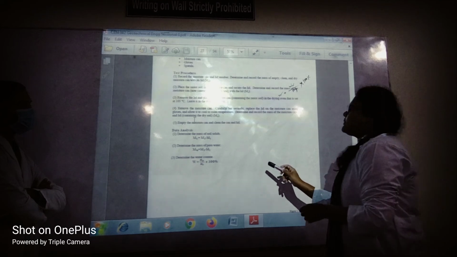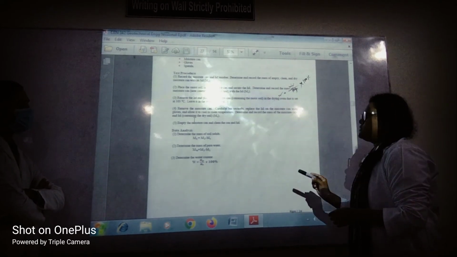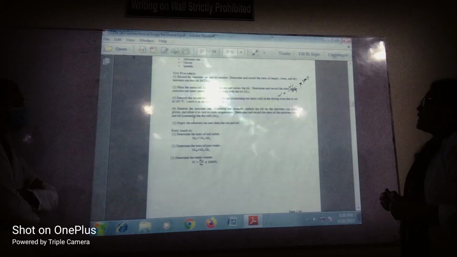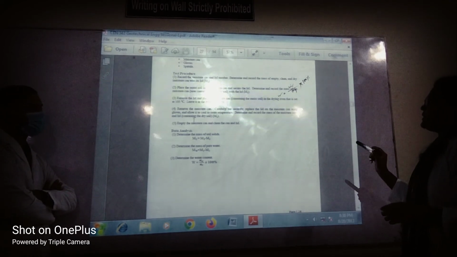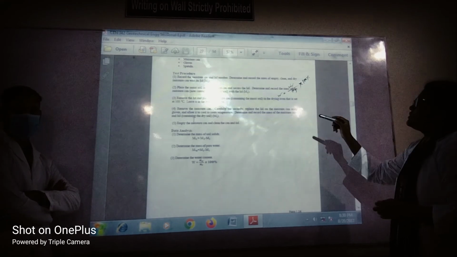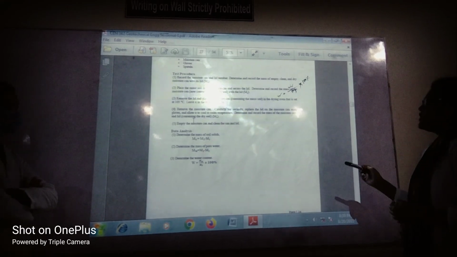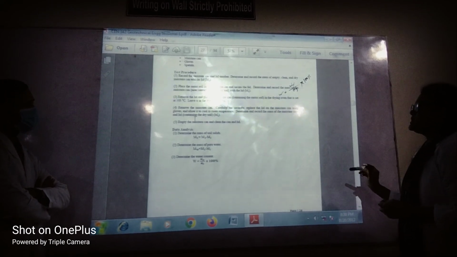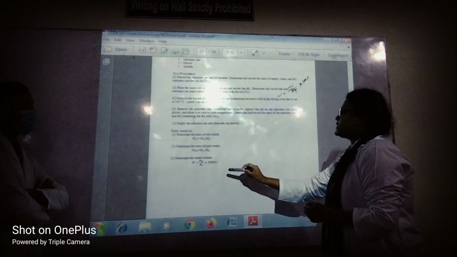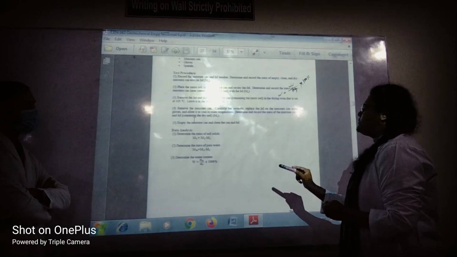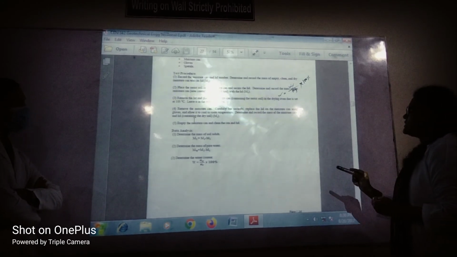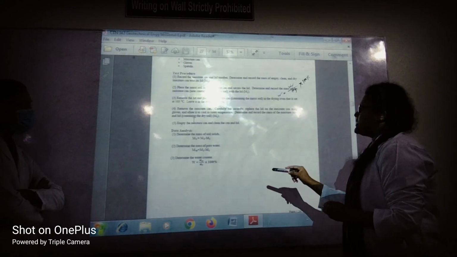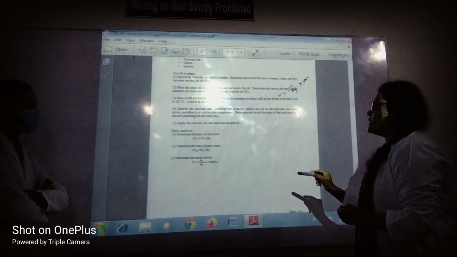The second is to determine the mass of pore water. This is Mw. Mw equals M2 minus M3. The M2 we get from procedure 2; M2 is moist soil plus can plus lid. And the determination of water content: w equals Mw divided by Ms, multiplied by 100 percent, where Ms is the mass of soil solids and Mw is the mass of pore water.